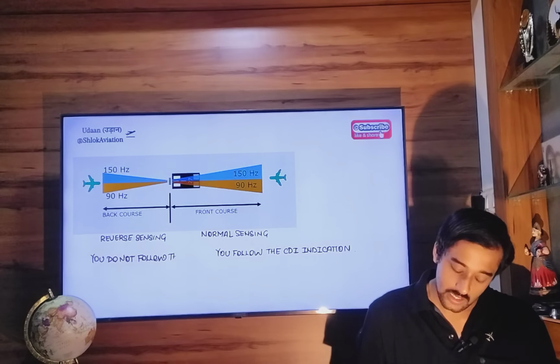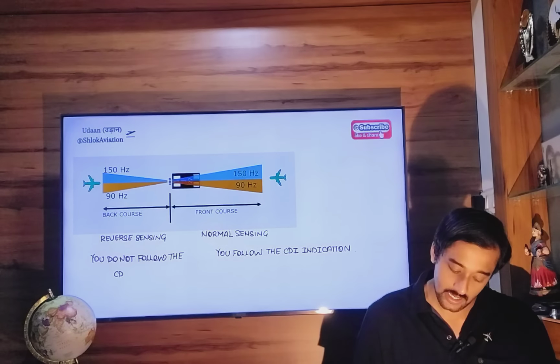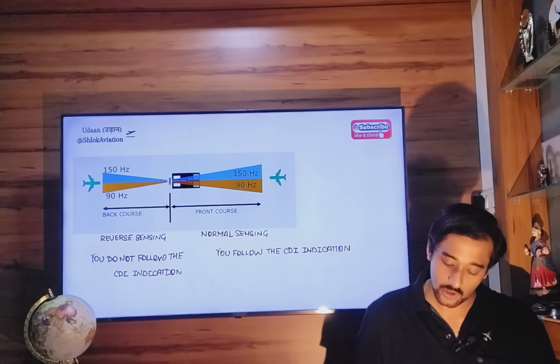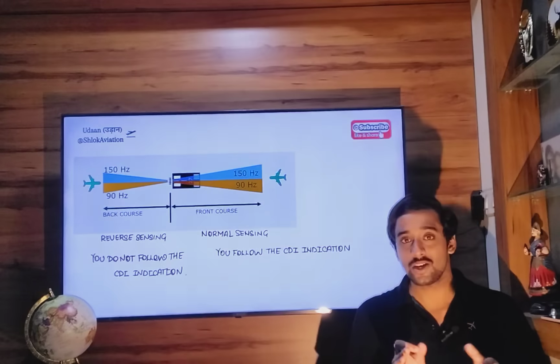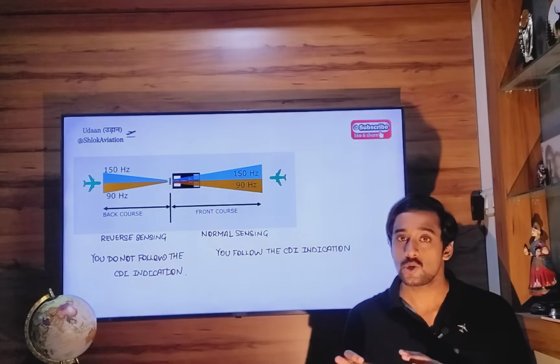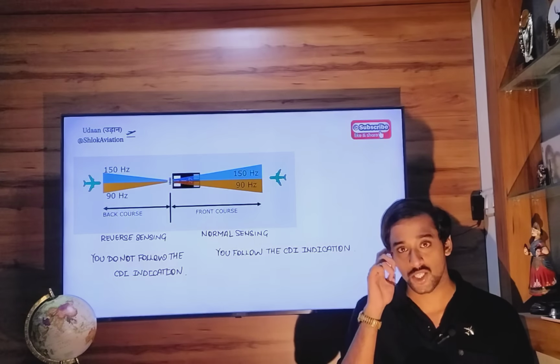So in that case, you do not follow the ILS or CDI indication. If the CDI tells you to fly left, you do not go left, you go right. You do the opposite of what the CDI needle tells you to do.